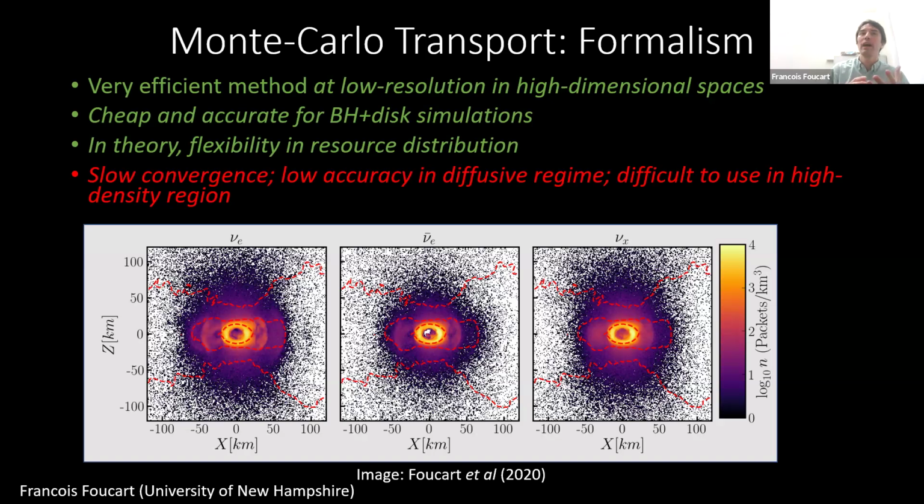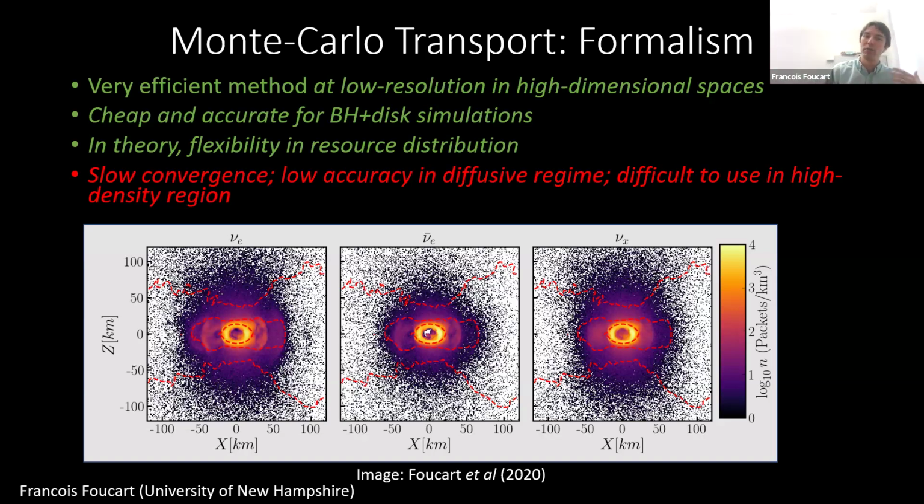They are going to be very cheap and accurate transport methods for black hole plus disk systems because there are no high density regions in these systems. If you have no neutron stars, you get rid of the regions where the Monte Carlo methods are inaccurate. So they are definitely going to be very good at black hole plus disk simulations, and they have flexibility in how you distribute your resources. But as I'll discuss in a minute, you need to play tricks in the high density regions to get them to behave properly. And they converge very slowly.